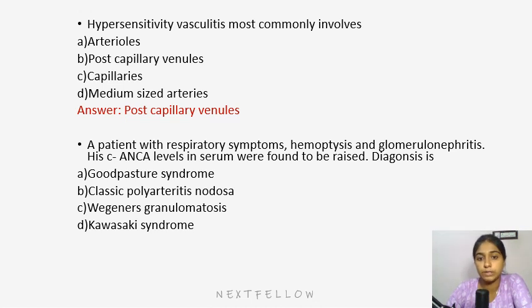A patient with respiratory symptoms, hemoptysis and glomerulonephritis, his C-ANCA level is found to be raised. So the diagnosis: ANCA associated vasculitis are Wegener's granulomatosis, Churg-Strauss syndrome as well as microscopic polyangiitis. So the answer is Wegener's granulomatosis.